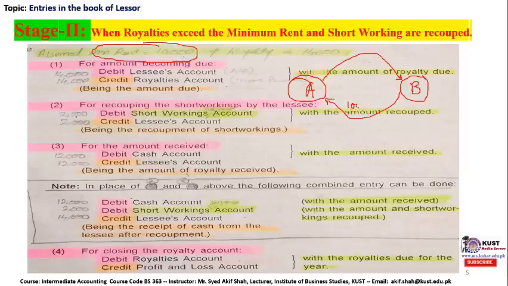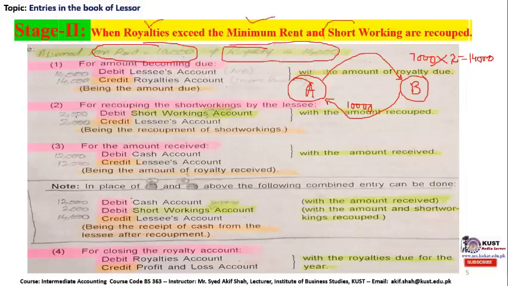So the minimum rent decided to be paid by party B to party A is 10,000 rupees. However, in the second year, the lessee, party B, has utilized the mine at its full capacity and extracted 7,000 tonnes of coal, and the royalty per ton is 2 rupees. So the total royalty for the second year comes to 14,000 rupees, and hence the royalty exceeds the minimum rent of 10,000.